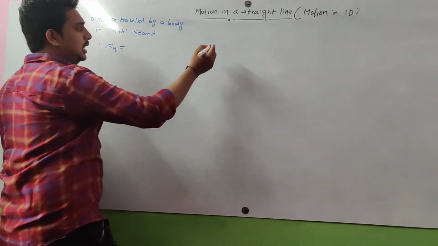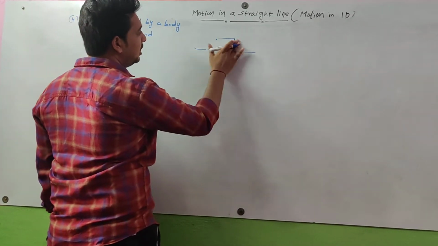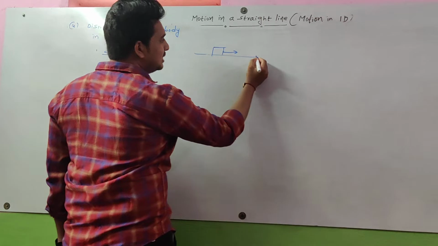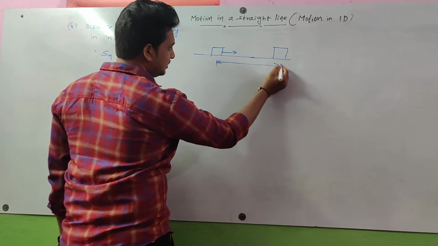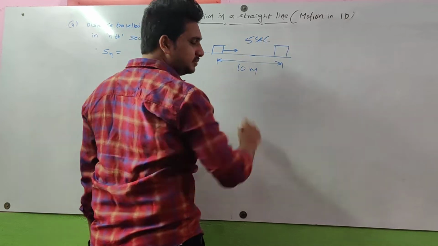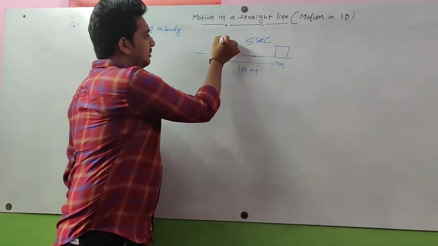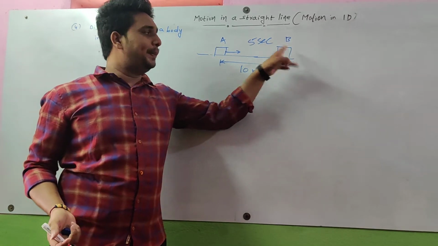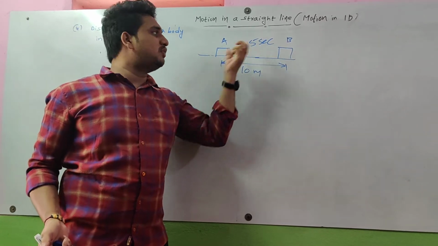For example, let us consider a car here, or otherwise, a body moving on the road. It travels a certain distance, for example 10 meters in 5 seconds. The total travel distance in 5 seconds is 10 meters. This is position A and this is position B. The body starts from A and moves to B. The total distance traveled is 10 meters and the total time taken is 5 seconds.